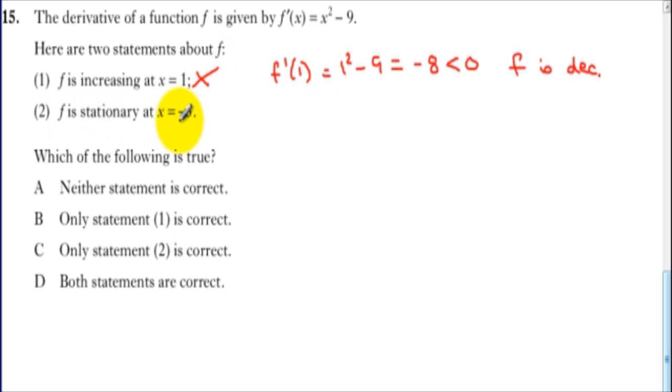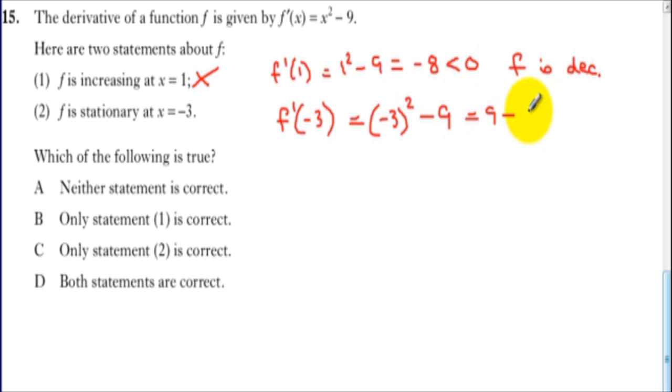If f is stationary at x equals negative 3, then when we work out f dashed of negative 3, we should get the answer 0. F dashed of negative 3, fitting in negative 3 for x, is negative 3 squared minus 9, which is 9 minus 9. This time we get the answer 0, which means that f is stationary at x equals negative 3. So only statement 2 is correct. The answer is C.